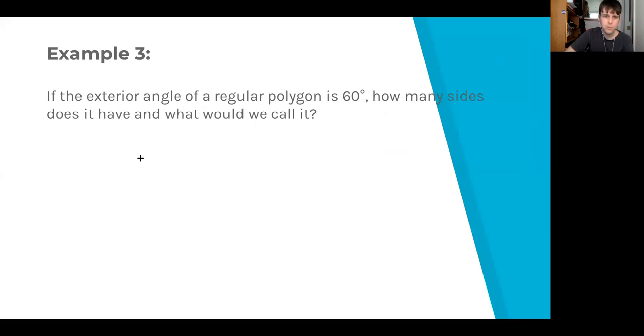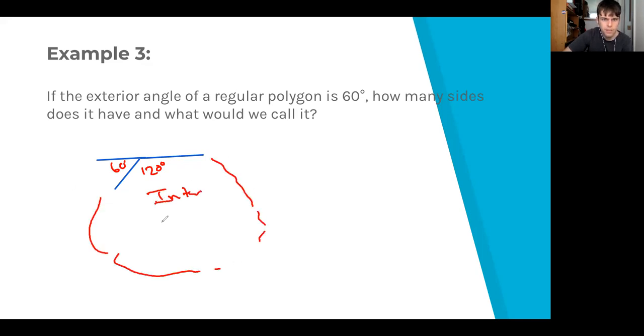Let's just sort of sketch. We don't know how many sides this is, but we're going to say that we have an exterior angle. So this out here is our exterior angle. Sorry, 60. That means that the interior one would be 120 because they are always supplementary. This is the interior of our polygon. Again, we don't know how many sides this thing has, but that's the interior angle. And we always know that relationship.